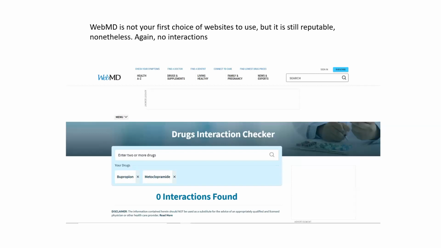The next source you go to is WebMD. So WebMD is not your first choice of websites to use, but it's still quite reputable. A lot of doctors will access this sometimes for basic information. And they have a drug interaction checker, which is somewhat reliable, and there's no interaction again.